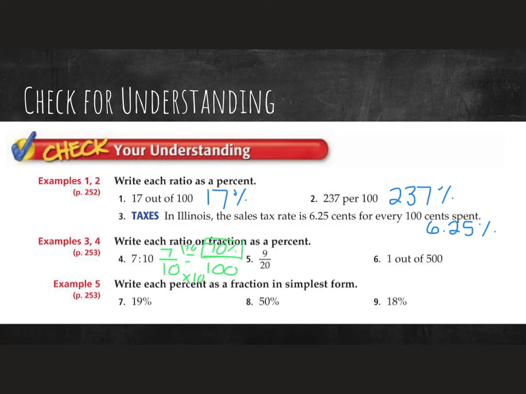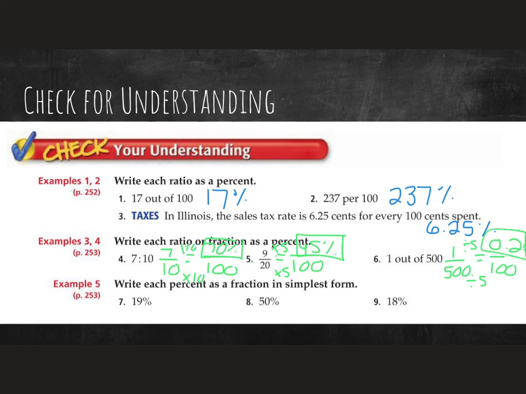9 over 20, again, percents are out of 100. 20 times 5 gives me 100. 9 times 5 gives me 45%. 1 out of 500, I am going to write this as a fraction, knowing that percents are out of 100. I'm going to do 500 divided by 5 to get 100. 1 divided by 5 gives me 0.2%.